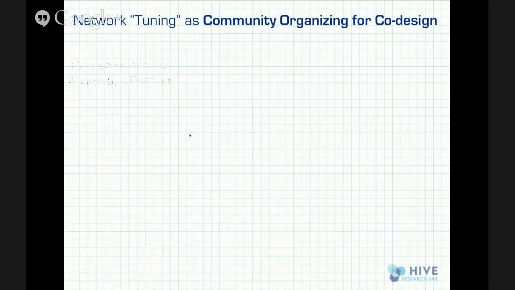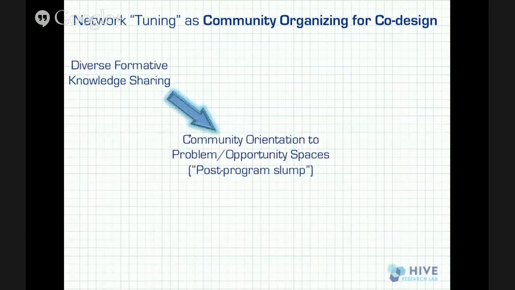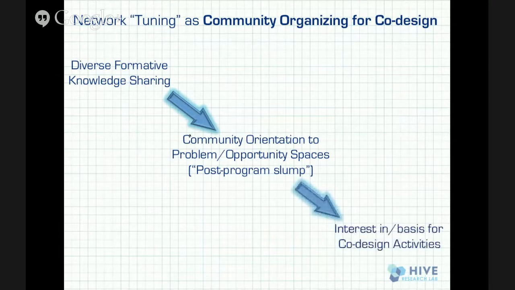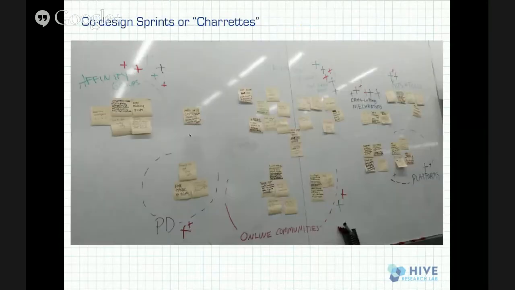So that kind of diverse formative information sharing led to us bringing up a specific issue that we wanted to focus on, and then that became the basis for a co-design.